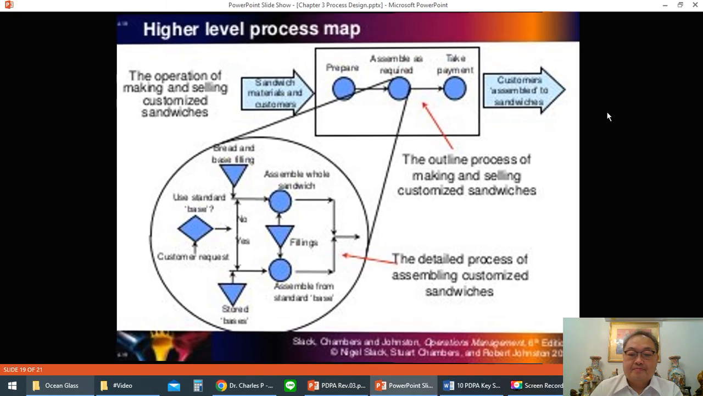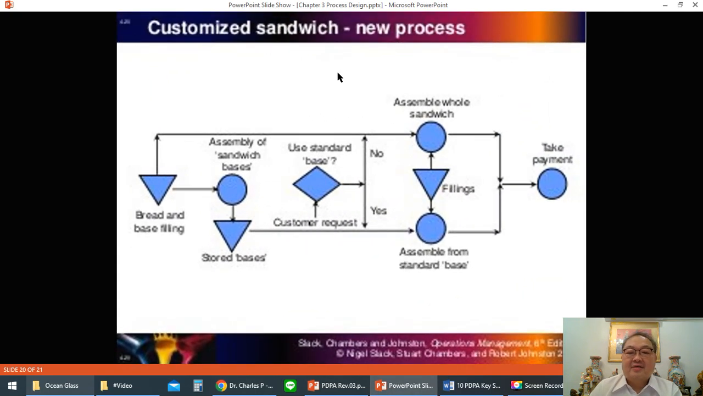Here is the new process that they designed from that old process. Here the bread and the base filling, and then it goes to store base, and then use standard base. You can see it's different from the first one. In the first one, the standard base is at the end, but here the standard base is at the second or third step.